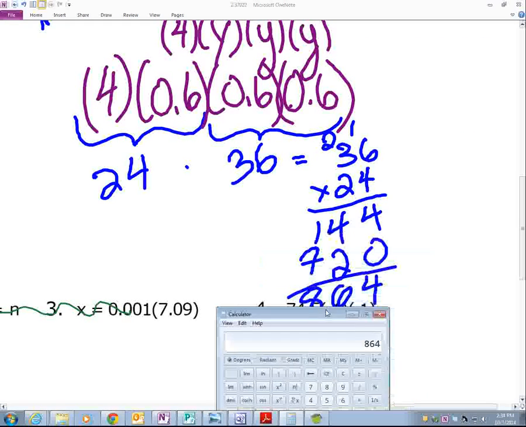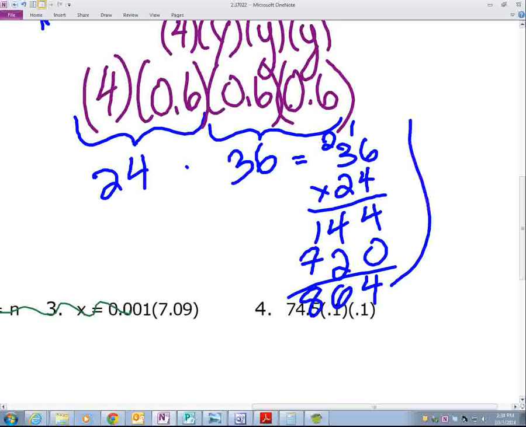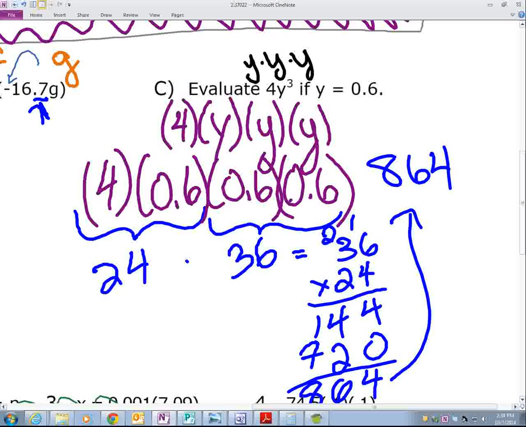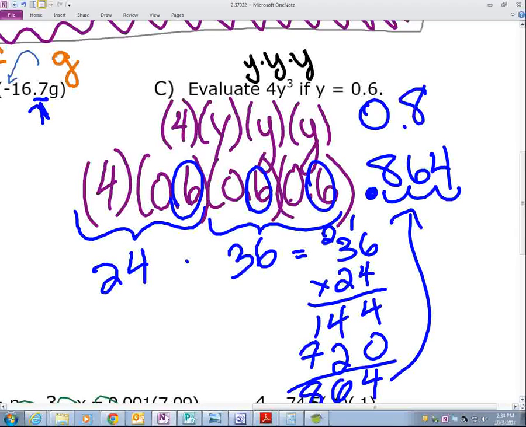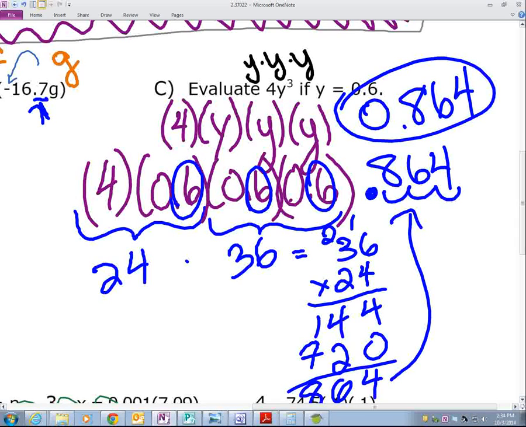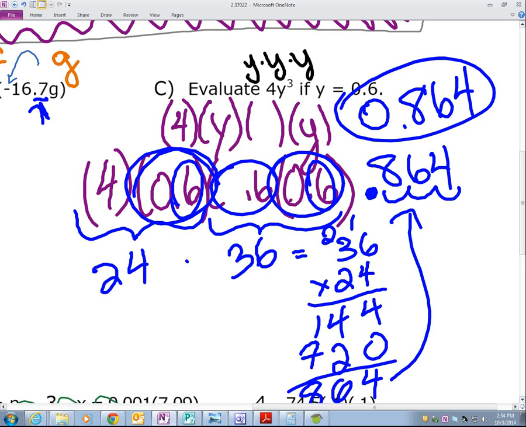864. I checked myself, so we're good. So we are 864. Now, how many decimal places are in that one? 3. Okay, we have 1, 2, 3. So we start here. 1, 2, 3. There's my decimal. My final answer is 0.864. Somebody last period said, what about the y? We took care of the y already in this section. This is one y, that's a y, that's y. We already took care of it.